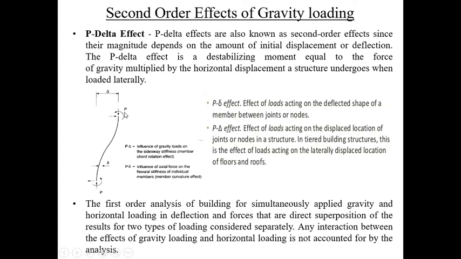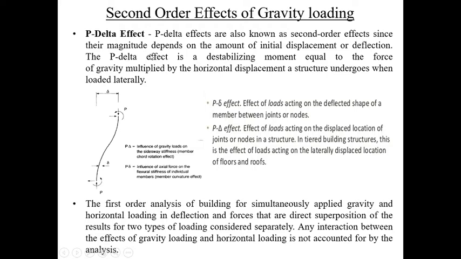So this P is the force acting, or the gravity load. Here the lateral wind load will be acting on the structure, and the gravity loads will be acting. This P is nothing but the force of gravity, which is multiplied by the horizontal displacement, delta. So we call it P delta. P delta is also known as the second order effects.